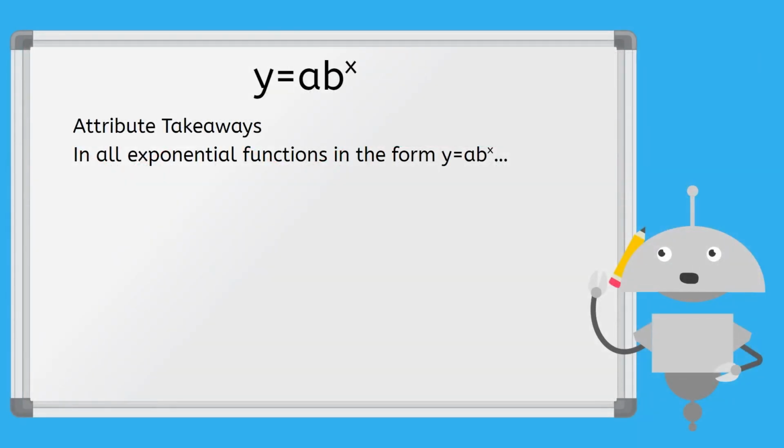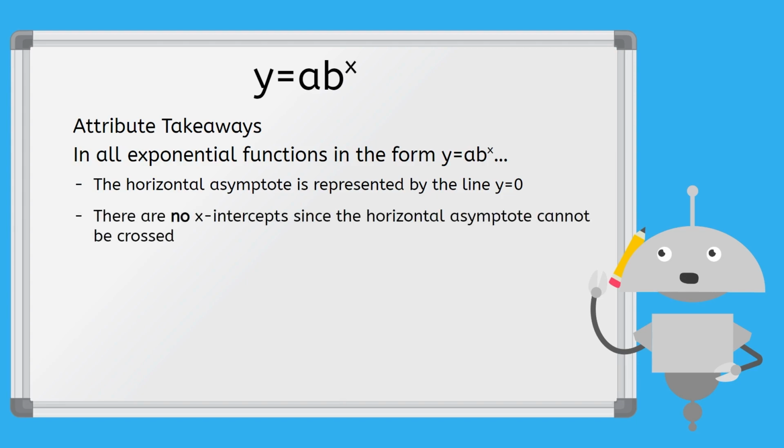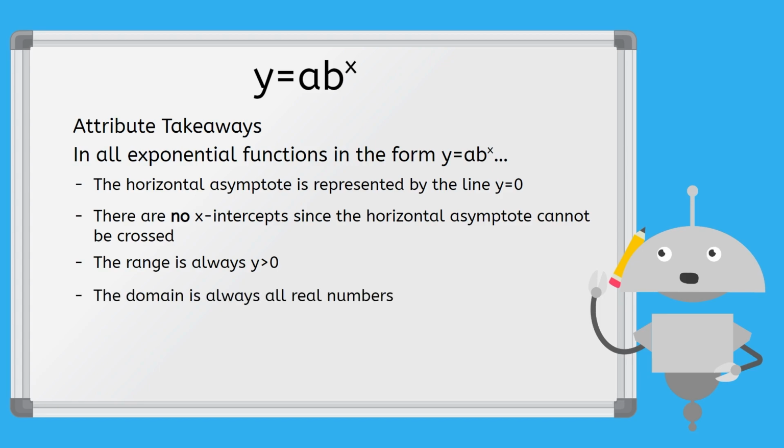We discussed a lot today. Most of it we have seen before, but we needed to apply it to exponential functions in the form of y equals a times b to the x. In all exponential functions like this, the horizontal asymptote is represented by the line y equals 0, and horizontal asymptotes cannot be crossed. We know that exponential functions do not have x-intercepts since we cannot cross the horizontal asymptote represented by the line y equals 0. The range of y values always consists of all y values greater than 0, and the domain is always all real numbers. The last thing that's true for all exponential functions is that they are always continuous.